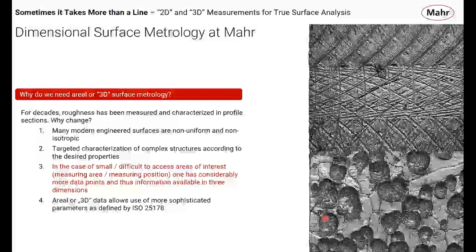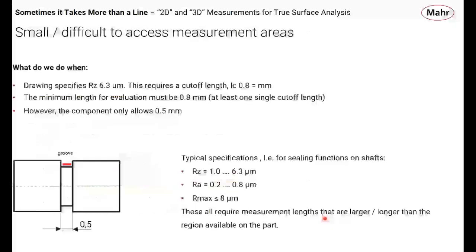Third topic for this is when we have very, very small surfaces, how do we deal with that? We can use our 3D surface metrology to deal with those very, very small surfaces. So let's take a look at an example when that might be important. The drawing that I have here, my little sketch down there, is supposed to represent a shaft with a groove for a seal on it, or a groove for an O-ring on it.